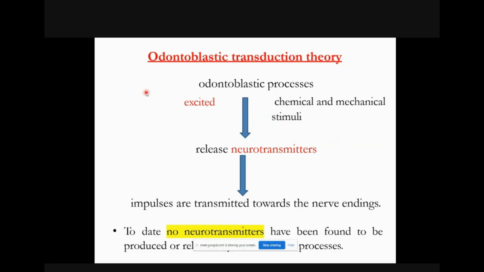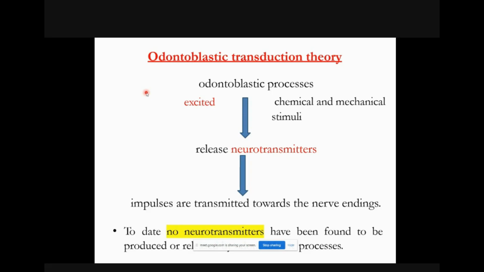The next theory is called the odontoblastic transduction theory. Here they say that the odontoblastic processes become excited and release some kind of neurotransmitter, and these neurotransmitter impulses are transmitted towards the nerve endings. But there is no real proof that the odontoblastic processes are able to release any neurotransmitters.